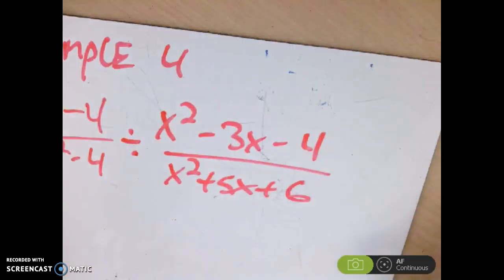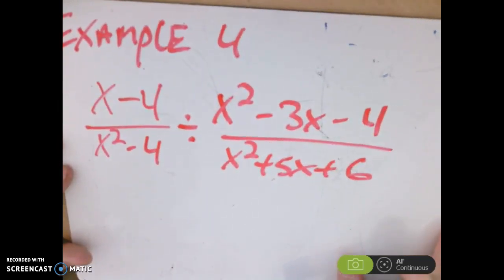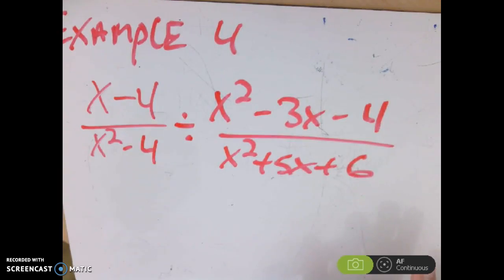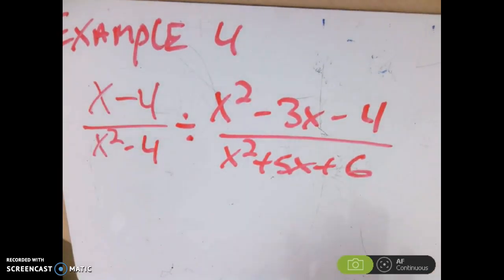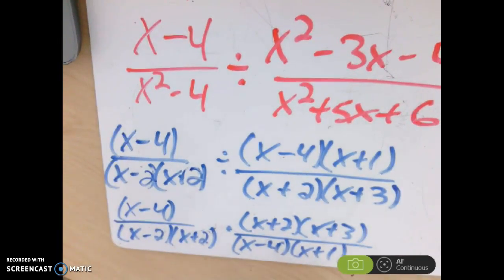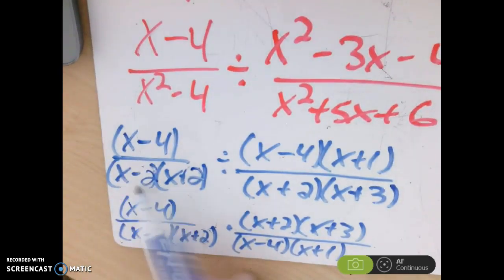Okay, and so now we have this problem, and so all we need to do is factor it. So let's take a minute. I'm going to pause, and we can factor it. Okay, so what I did is I factored it, and then I did my keep, change, flip. So now I have this expression, and I can simplify.